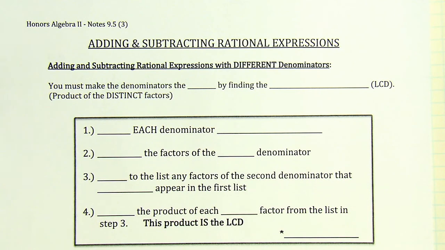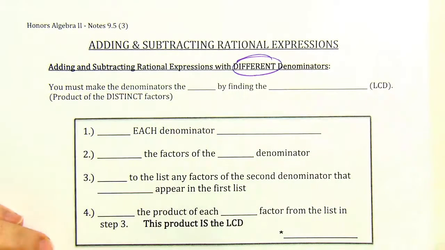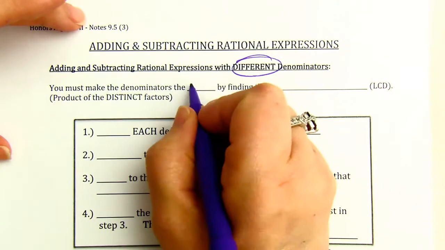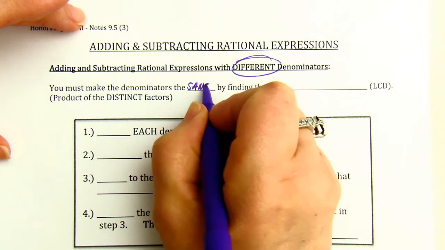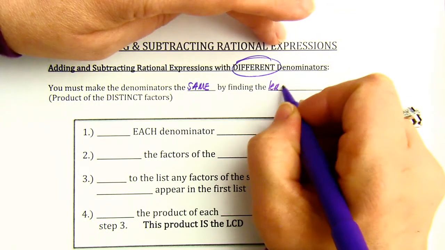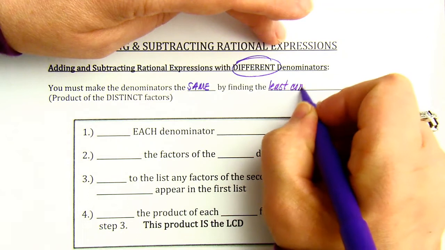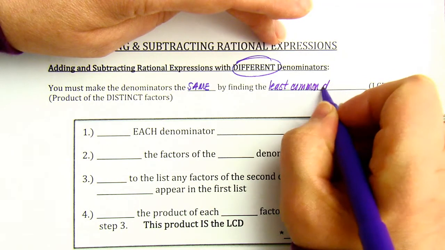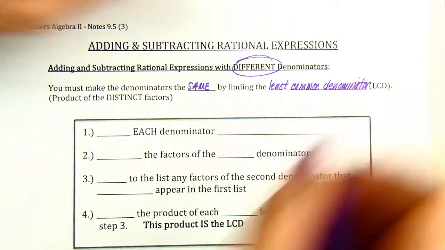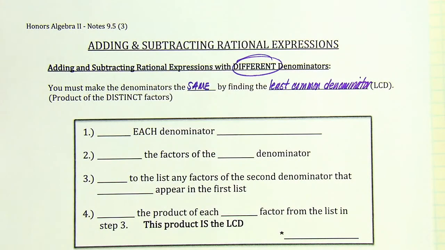Again, we still have different denominators, and now we add an extra layer of a little bit of extra work to do. We still have to make the denominators be the same by finding the least common denominator, which again is the product of the distinct factors, but we have more work to do because the denominators are going to need to be factored.